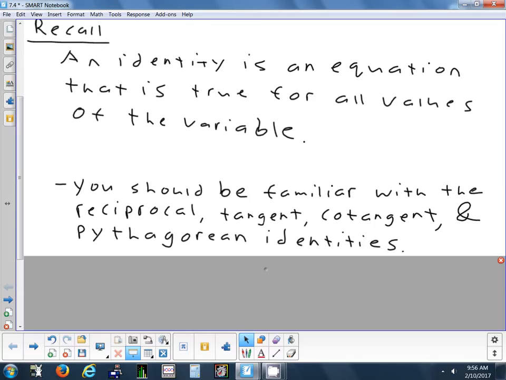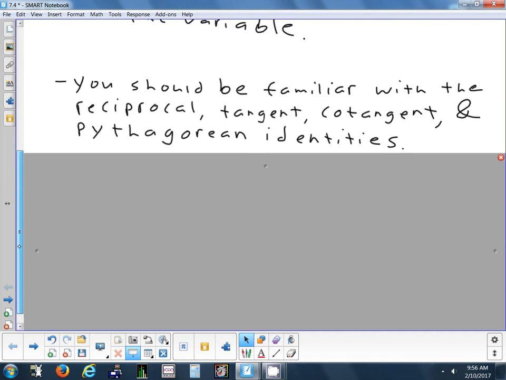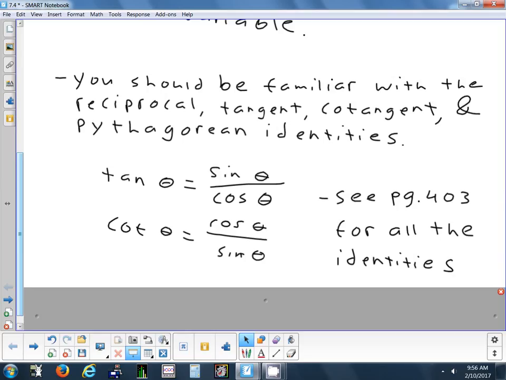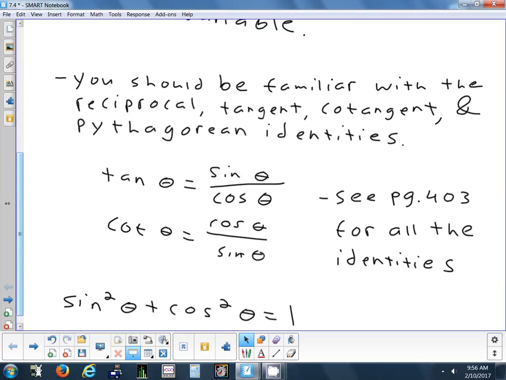As I already mentioned, you should be familiar with the reciprocal, the tangent, cotangent, and Pythagorean identities. They're the ones I just had up on the screen. We've worked with everything except the Pythagorean identities, not in depth, but a little bit. There's a couple of the identities, those are the tangent and cotangent. The rest of them are on page 403. If you go to page 403, you'll see the same picture I just had up on the screen. That's one of the Pythagorean identities. But again, the rest of them are all on page 403.